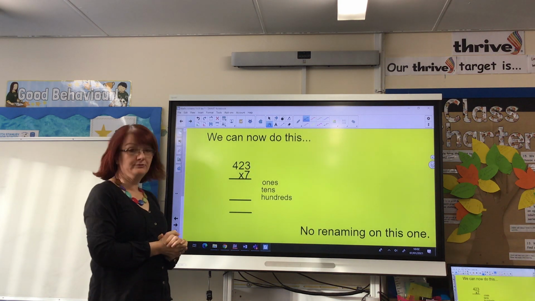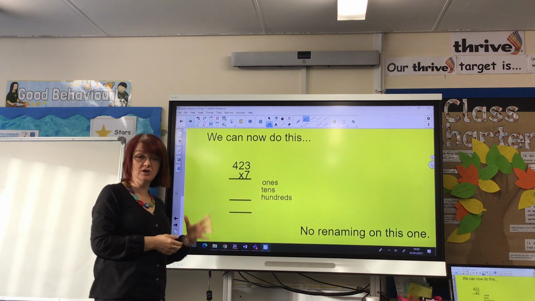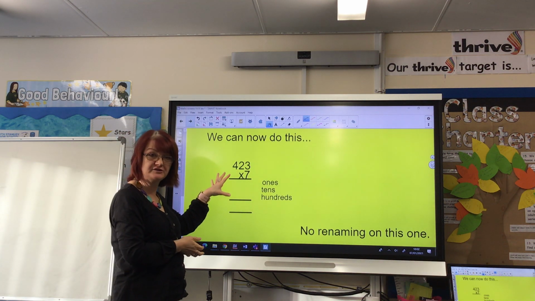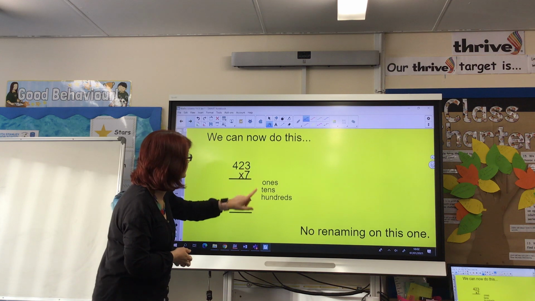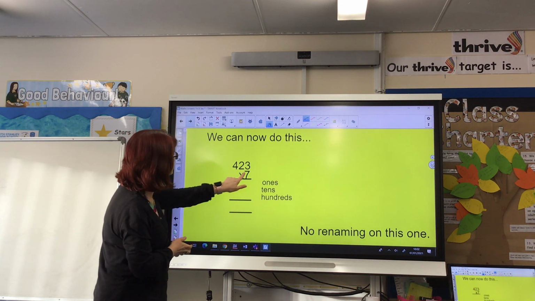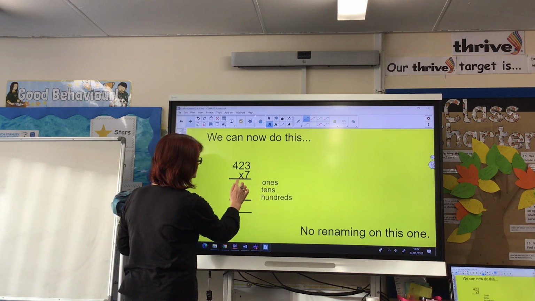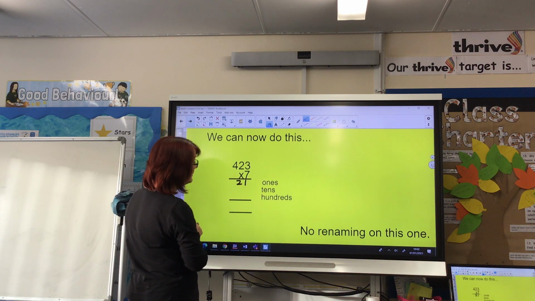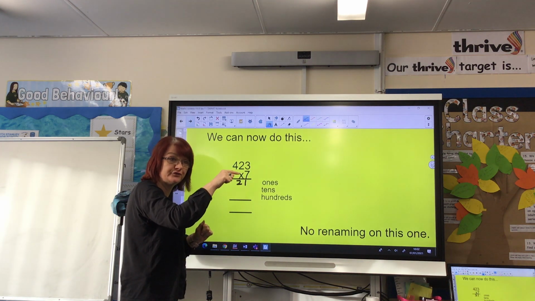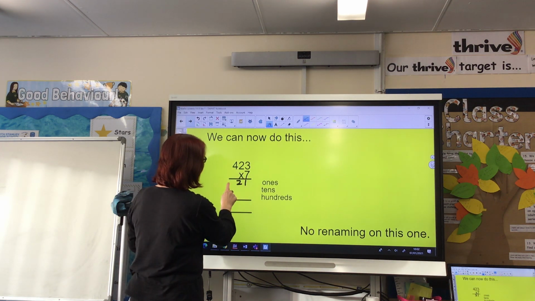We can do this now. This is what you've been practicing, and I saw lots of people with accurate work. This is the method that we've been learning this week, so we're going to go through it again just quickly. We start with our 1s. 7 3s are 21. Then our 10s, 7 20s. Well, it's 7 2s, which is 14, 10 times bigger, 140.